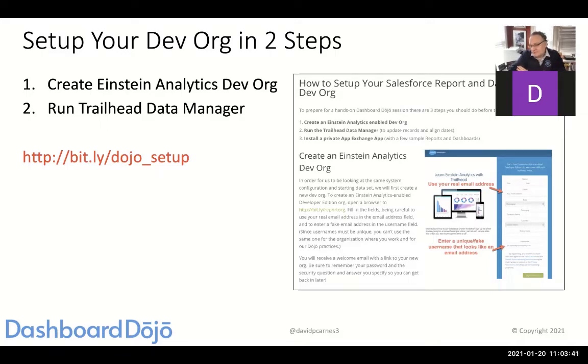It should take about 5, maybe 10 minutes to do these two steps. If you've joined us before, last year in October, November, December, and you set up one of these dev orgs, what you might do is just run the Trailhead Data Manager again. There is an app in the app launcher, up in the top left of your Salesforce org. If you select the Trailhead Data Manager app, there's a Trailhead Data Manager tab, and you can click the button to refresh. That's also listed in step two of the setup.